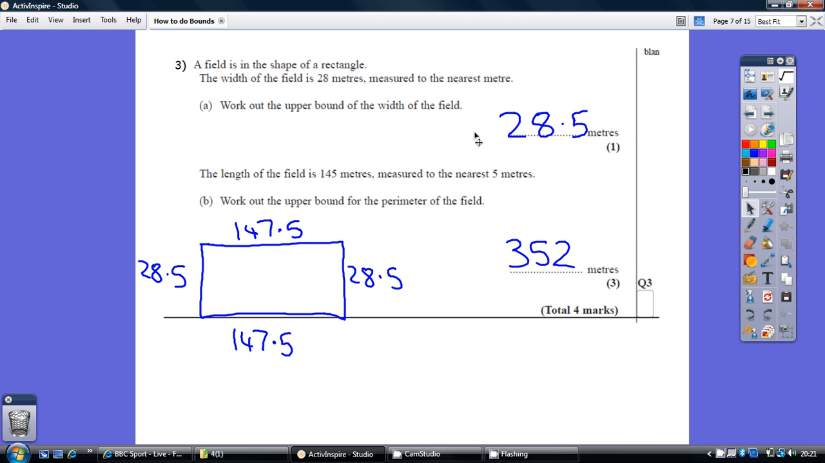So part A is nice and standard, 28.5 is the biggest. Now for the perimeter, upper bound, we've got to go for the biggest on all sides. And remember, that top one is to the nearest 5 metres. So what's the absolute biggest it could be, but still round down to 145? Well, that's 147.5. So add those all up, you get your 352.